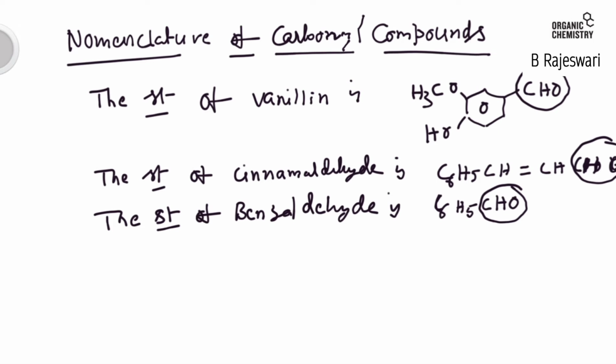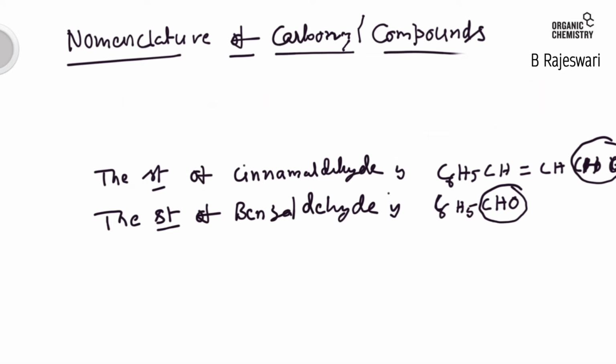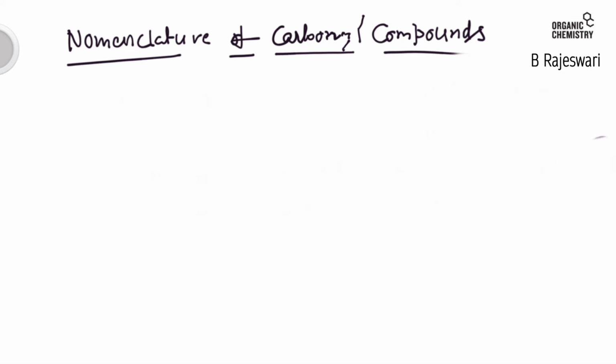Students, now let us discuss the nomenclature of these compounds. So C double bond O group is known as carbonyl group. Both aldehydes and ketones contain this C double bond O group. Therefore, both aldehydes and ketones are known as carbonyl compounds.